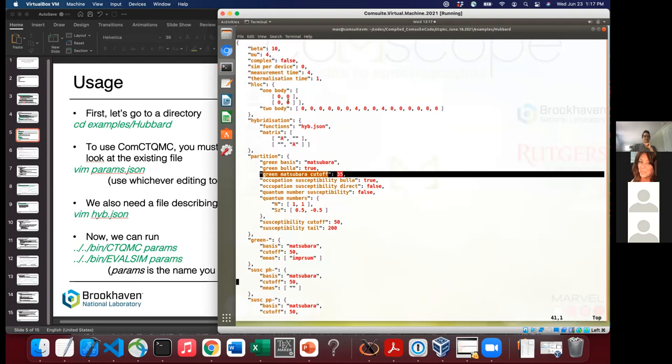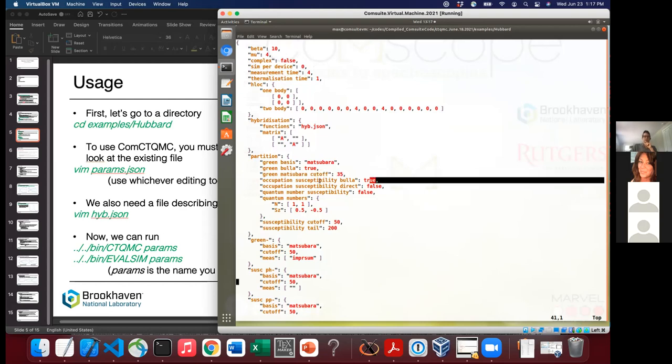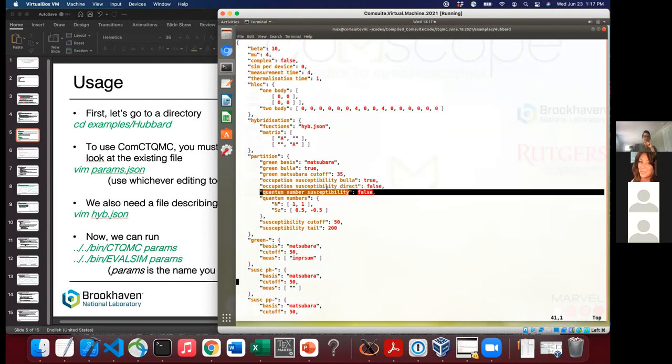Note that everything in the action is dimensionless. So this could be eV if your chemical potential is in eV and your two bodies in eV, whatever energy scale you're using. Do you want to measure susceptibilities and use improved estimators? Do you want to measure quantum number susceptibilities? These are more advanced options, but essentially there are some tricks we can use to measure certain types of susceptibilities in partition space, either just occupation numbers or quantum numbers of the Hamiltonian, the two sorts of things we can sample easily.